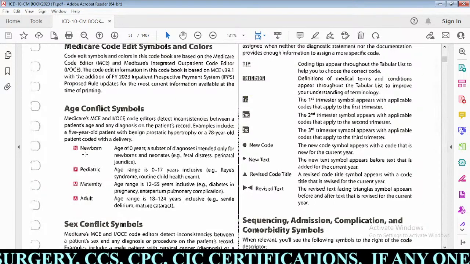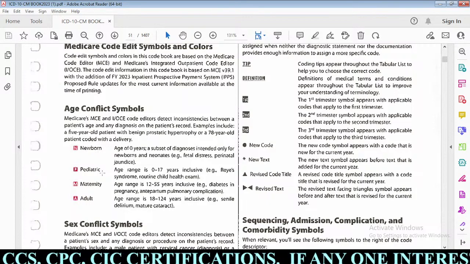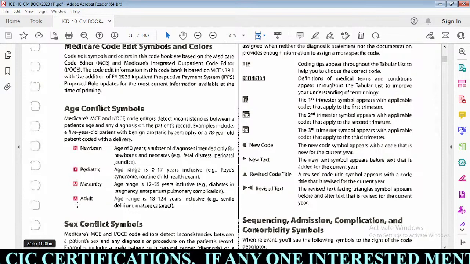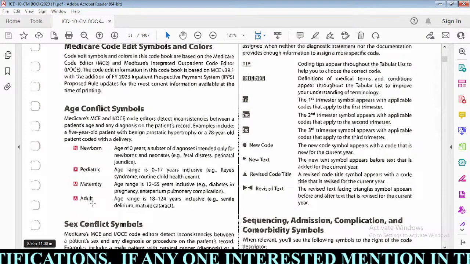See here, if you find new, all these codes are related to newborn. If you find P, pediatric. If you find M, maternity. If you find A, all are related to adult.